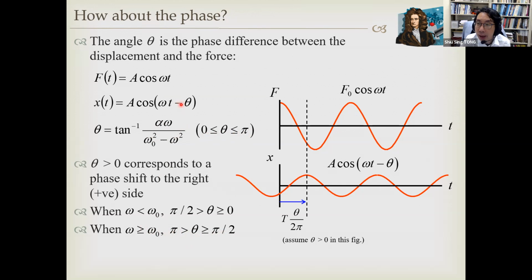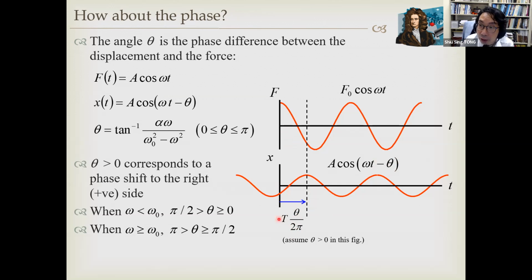Now there's a minus sign. This is only a convention. There's a minus sign that goes before the theta in x. Okay, so when the curve f looks like this, if I assume in this figure theta is positive, then minus theta will correspond to shifting the curve of x by a quantity in time t, in terms of theta, as theta over 2 pi times t.